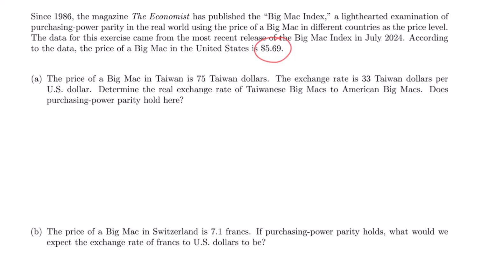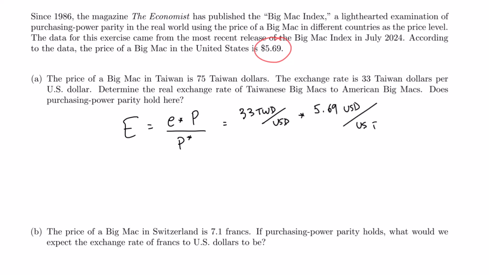To do that, we're going to need to use our main equation for this topic, which is real exchange rate equals nominal exchange rate times P, the price level in this country, divided by P star, the price level in the other country. Now we're going to plug everything in. We know that the nominal exchange rate is 33 Taiwan dollars per US dollar. The US price is $5.69 in US dollars per US Big Mac. The price in Taiwan is 75 Taiwan dollars per Taiwan Big Mac.